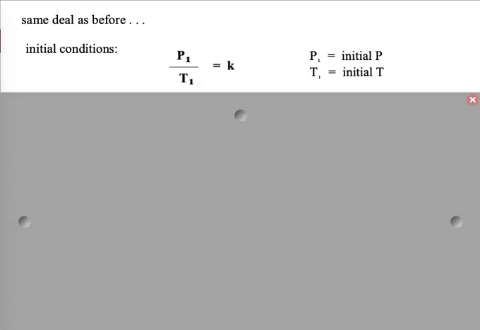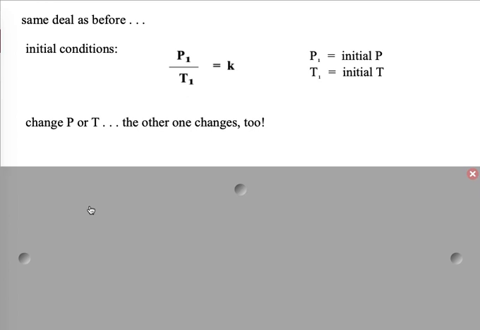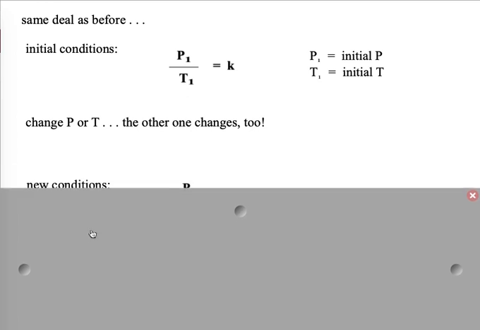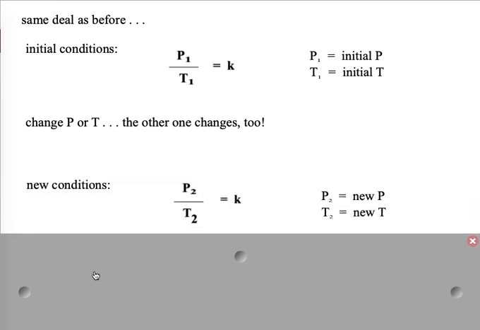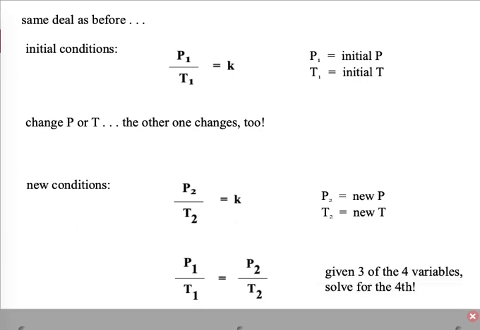Same deal as before. We have a certain set of initial conditions, P1 and T1. The ratio is equal to a constant. We change pressure or temperature. The other one changes too. And once again, as long as the volume and number of moles are the same, our value of K is the same. So we have, again, P1 over T1 equals P2 over T2. Given 3 of the 4 variables, solve for the 4th. I don't think we need to do an example of this because you get the idea.